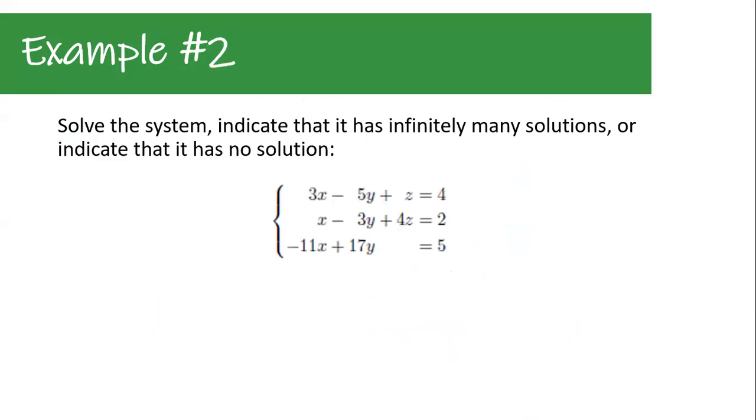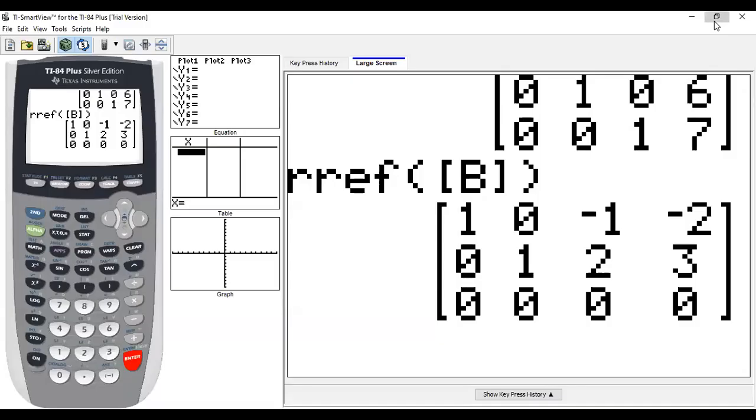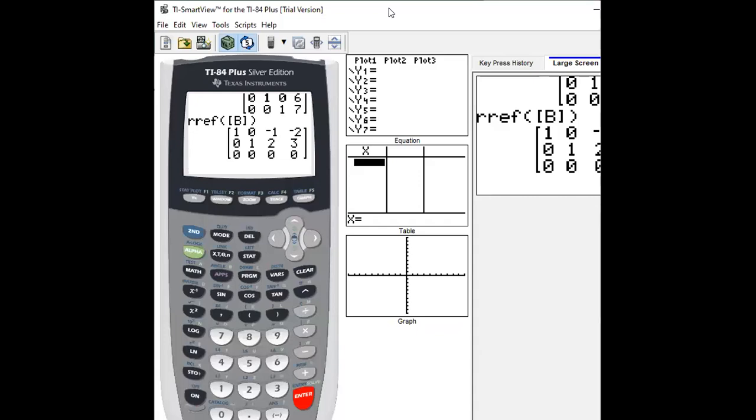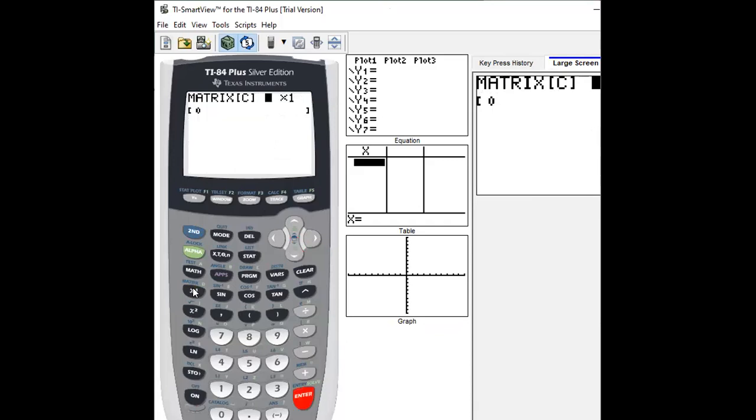Let's do another example. We want to solve this system and indicate that it has infinitely many solutions, or indicate that it has no solution at all. So we're going to go into the calculator. And this time, I'm going to put it into C. So I'm going to go into matrix again, scroll over to edit, and I'm going to scroll down to C. Yet again, I have a 3 by 4.